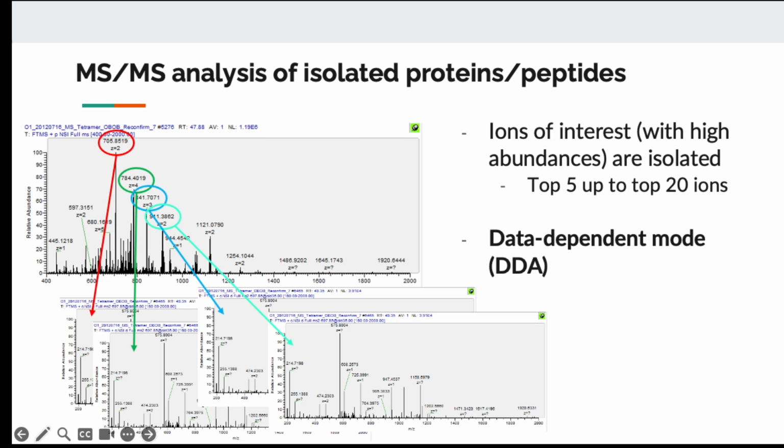So with a data-dependent mode, the machine will rely on the pattern of mass over charge that came out and assume that the abundant ones are interesting and then select these for analysis. But this creates a problem. If the proteins that are important for the biological process or related to the disease are lowly expressed, not highly expressed, the machine will completely ignore them because it will assume that the abundant ones are more interesting.